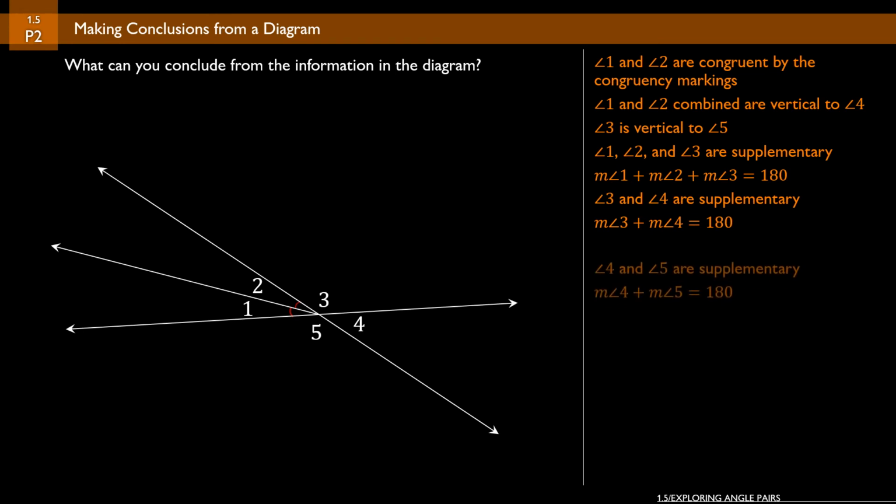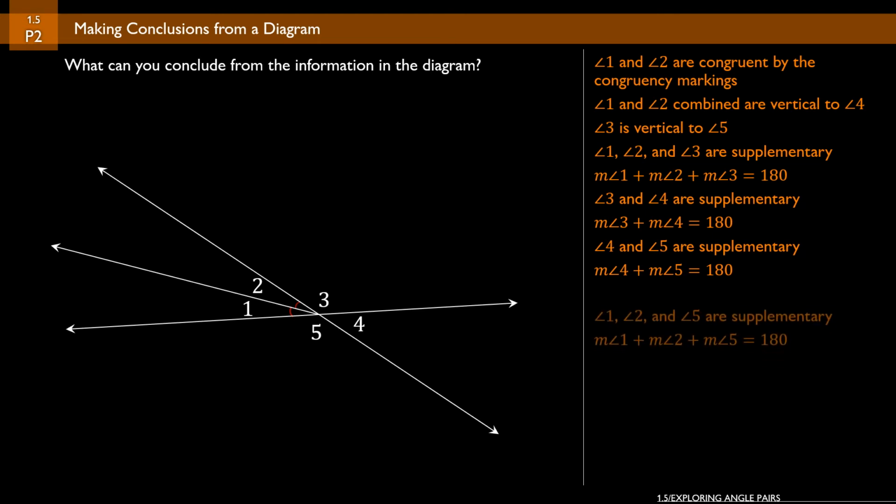4 and 5 are supplementary, which means their measures are equal to 180 as well. Finally, angles 1, 2, and 5 are supplementary, so angles 1, 2, and 5 added together all equal 180. Then we're going to look at which angles are adjacent.